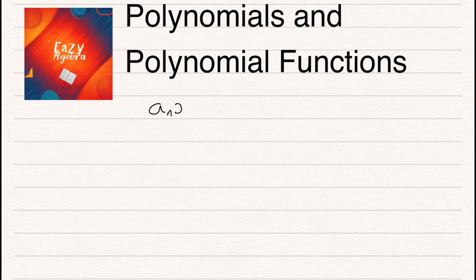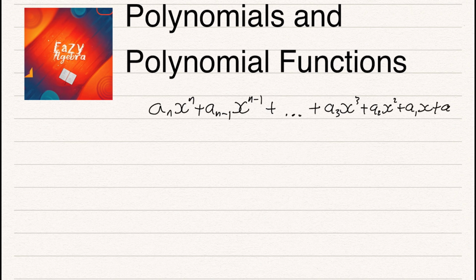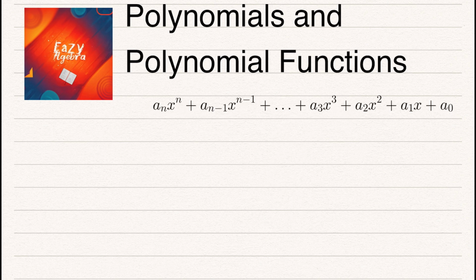a_n x to the n plus a_(n-1) x to the n minus 1 plus, and this pattern continues for some time until you get to lower values, like a3 x cubed plus a2 x squared plus a1 x plus a0. All right, that should make things about as clear as mud.